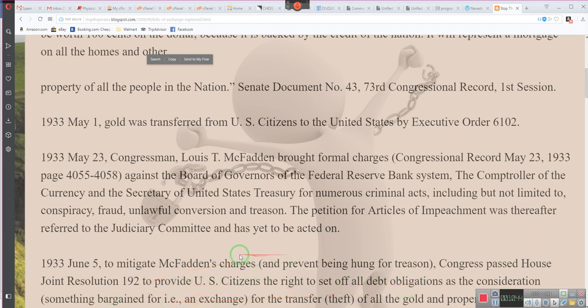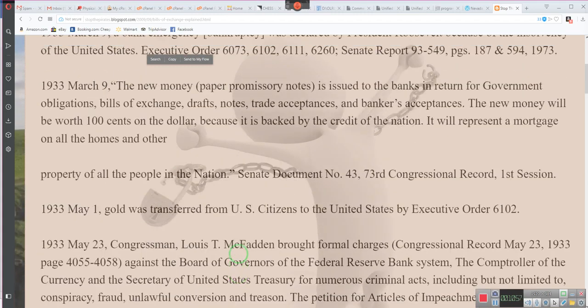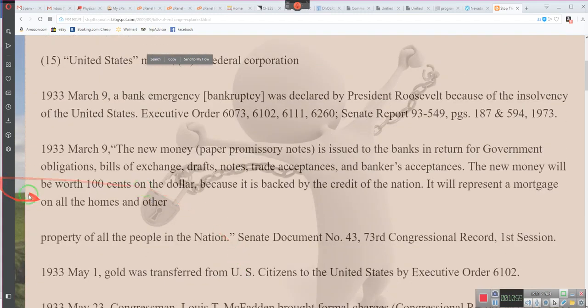Now, I can't go by the rest of it because I can't confirm the rest of it, because I haven't read it before. But this is just to let you know about the 100 cents on the dollar. If you go and read the act, it literally says that. To let you know about government obligations. Pay attention. It says the new money. Don't worry about that, that's these guys adding that. Is issued to the banks in return for government obligations.